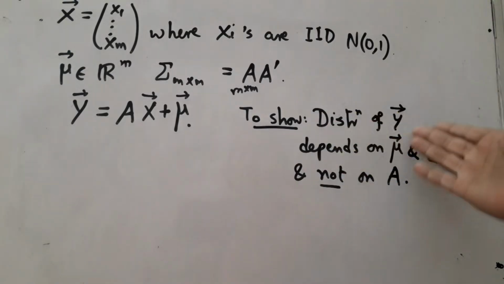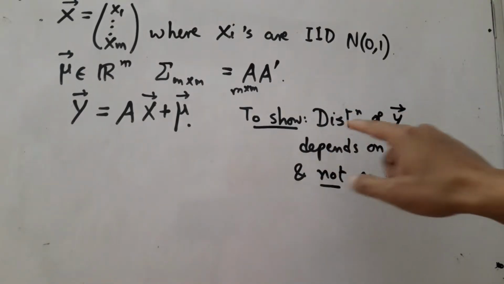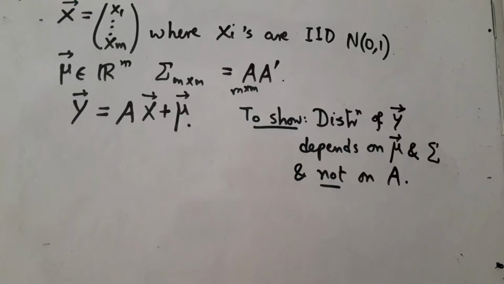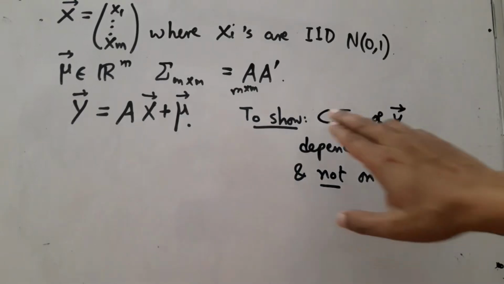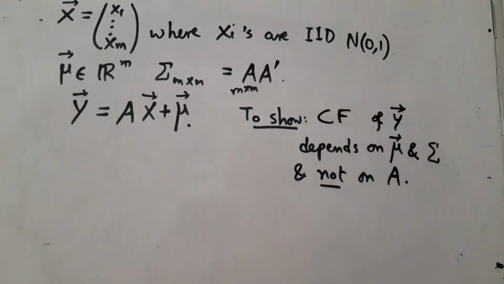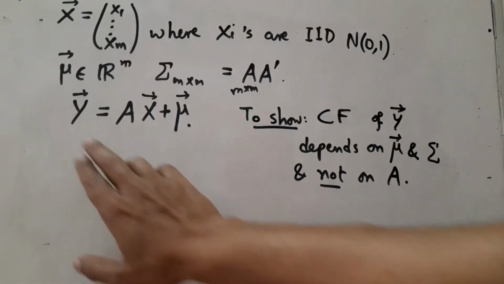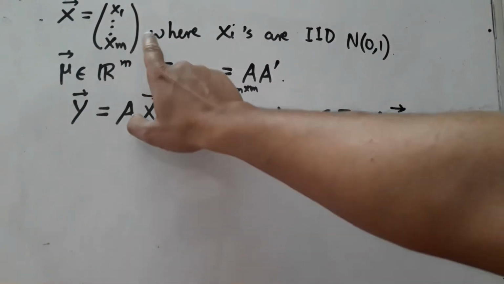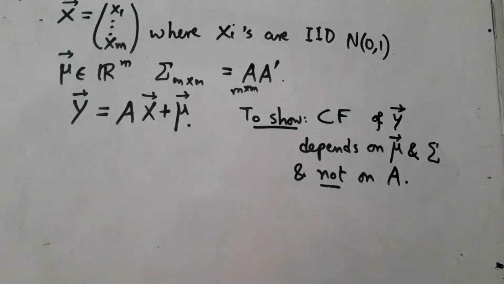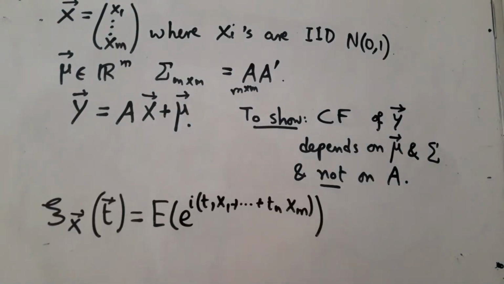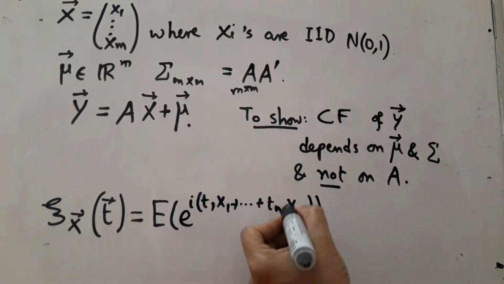Now we have to work with the distribution of y. We have already noticed that this distribution may or may not have density. Its CDF is complicated. So we are going to actually show that the characteristic function of y depends on mu and sigma and not on A. In order to arrive at the characteristic function of y, we shall start with the characteristic function of x. This characteristic function is the expectation of e to the power i, t1 x1, etc. up to tm xm.